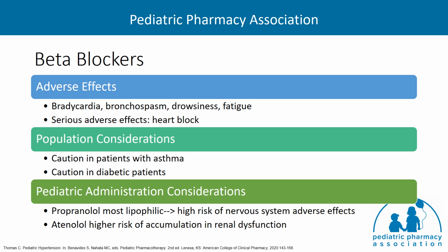And just some considerations with beta blockers: propranolol is the most lipophilic, so you can see a higher risk of nervous system adverse effects. And atenolol does have a higher risk of accumulation in patients who have renal dysfunction.